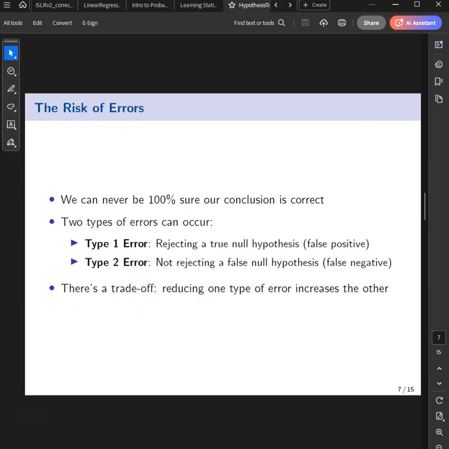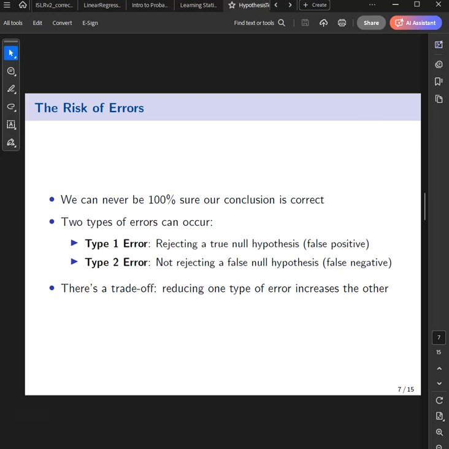It is important to understand that we can never be 100% sure about our conclusions. We cannot say whether conclusions are correct or not with absolute certainty, and statistical inference always involves uncertainty. Two types of errors can occur in hypothesis testing. The first is called the type 1 error. This happens when we reject a null hypothesis that is actually true. It is a false positive, like concluding a medication works when it actually does not.